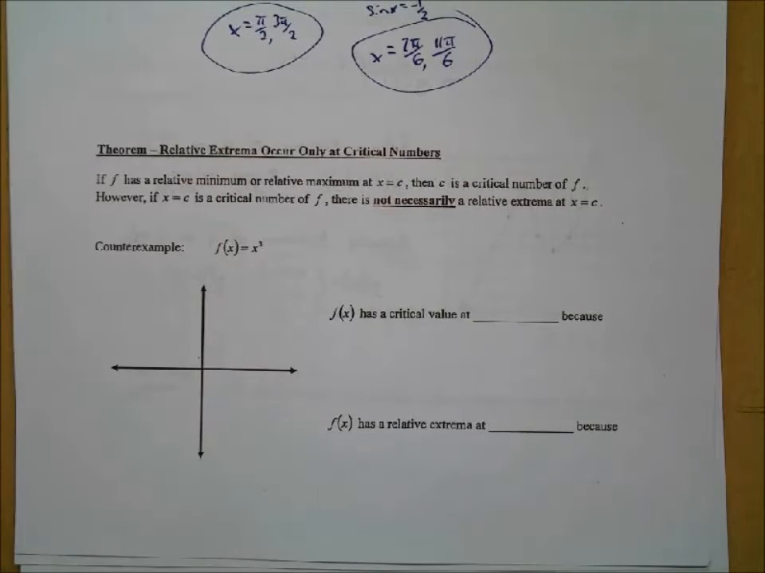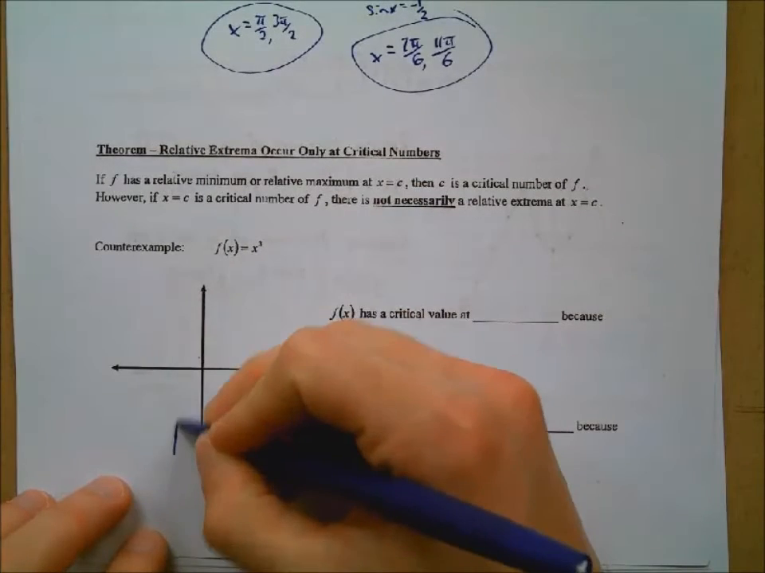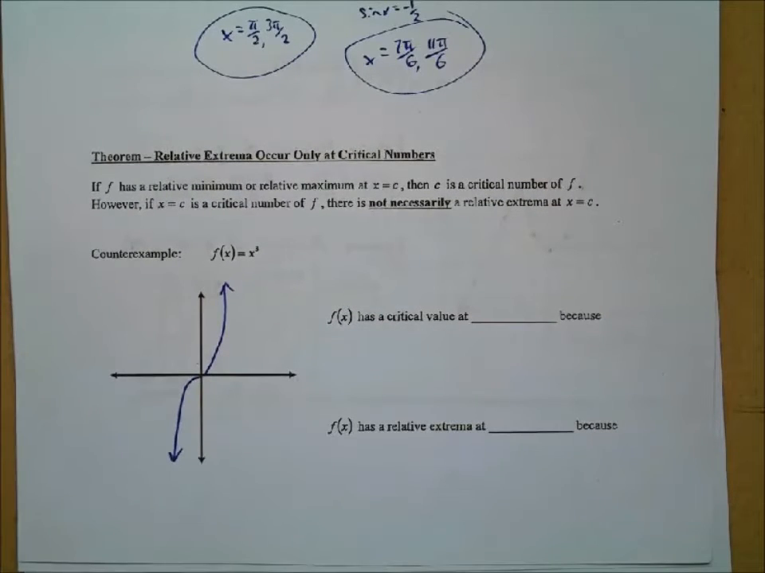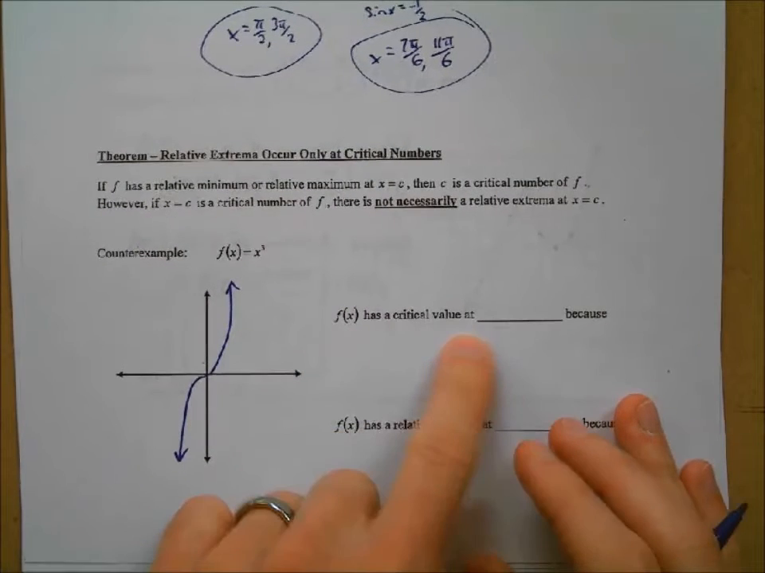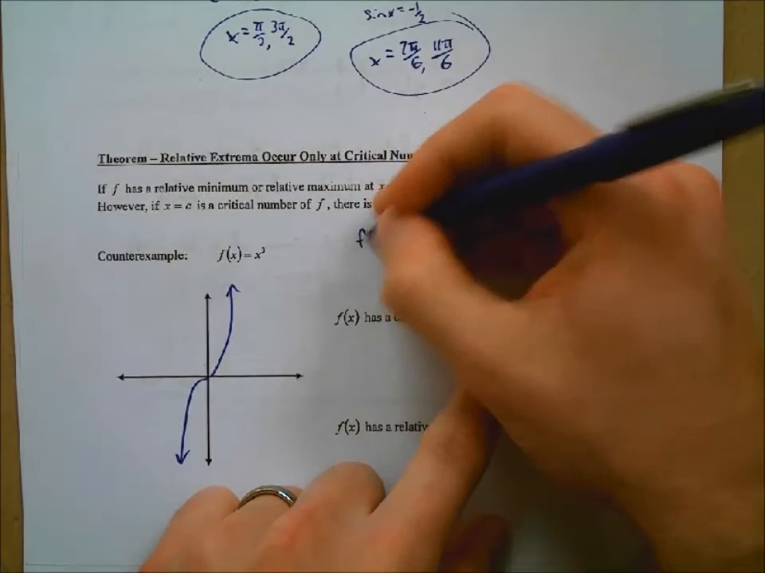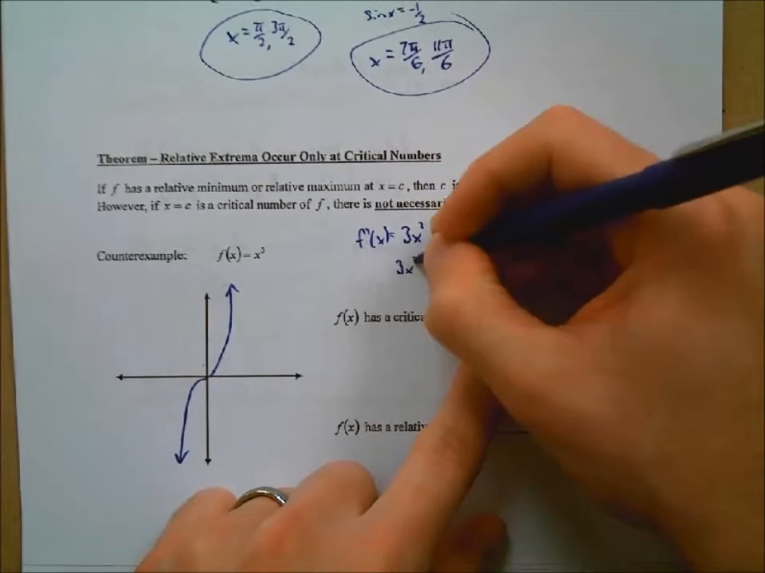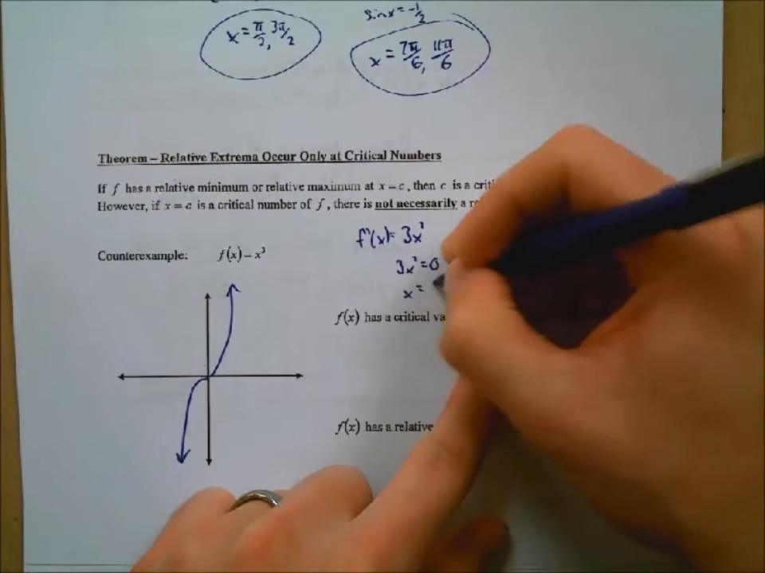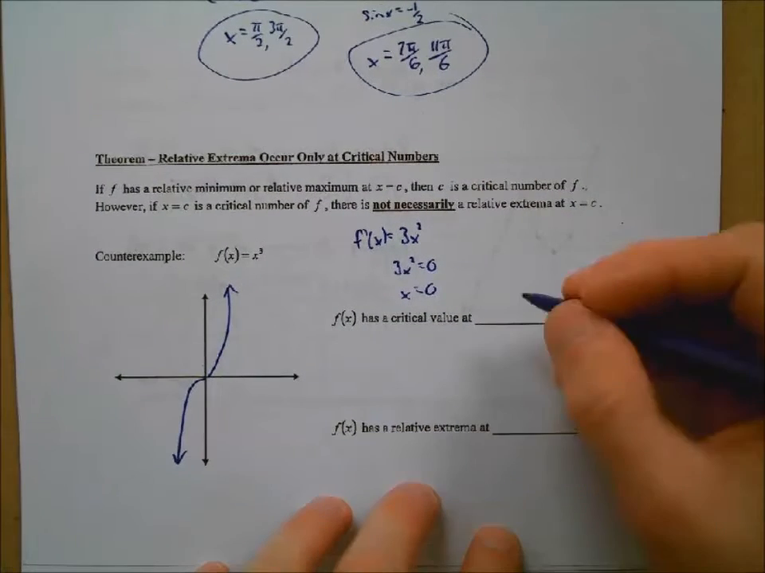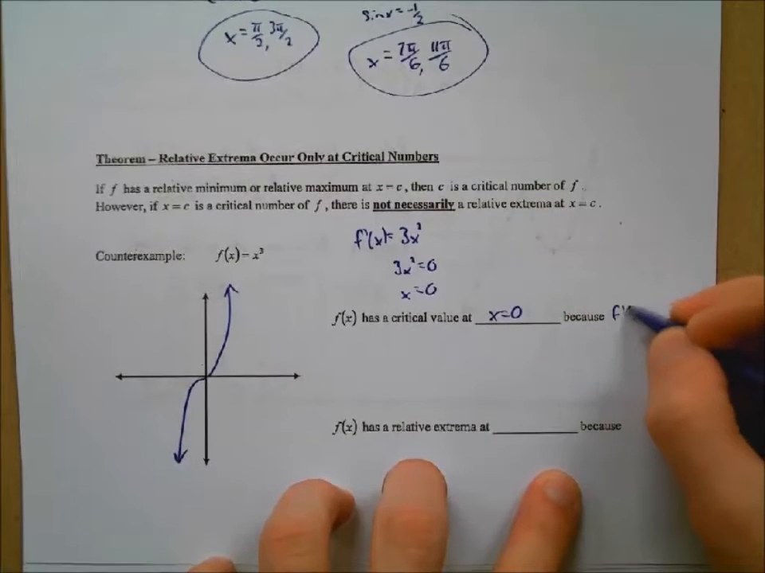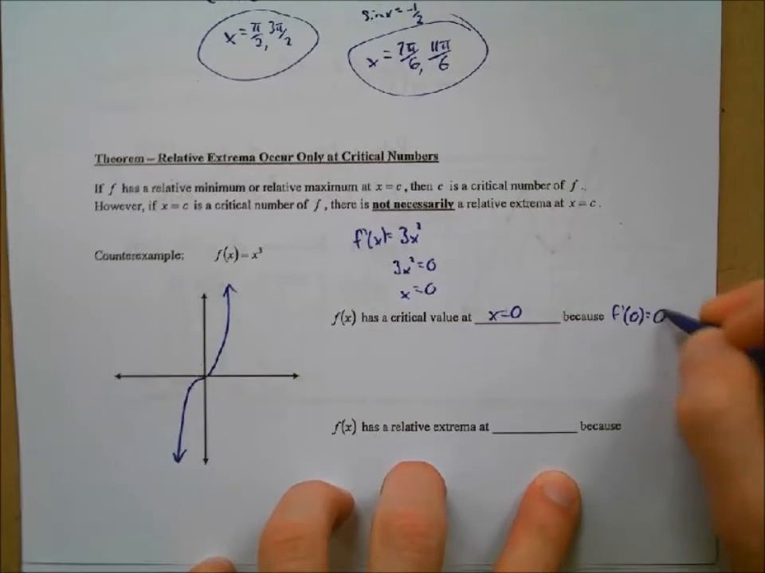Okay, and here's a good counterexample to this, right? f of x equals x cubed. We know what the graph of this looks like, right? Something like that. Okay. We're going to say f of x has a critical value at blank. Well, to find the critical value here, we'll take the derivative, and we'll set that derivative equal to 0, and so it's when x is 0. So f of x has a critical value at x equals 0 because f prime of 0 is 0.